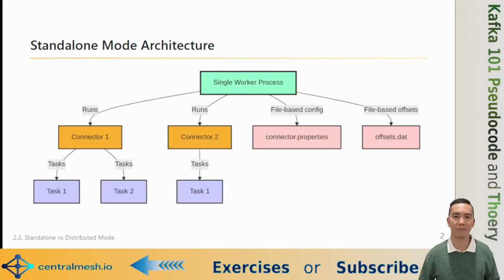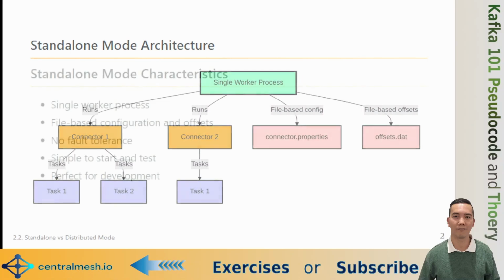In standalone mode, everything runs inside a single worker process. Think of it as one machine doing all the work. That worker runs the connectors, and those connectors internally create and manage tasks. There are no clusters here, just one self-contained runtime. Configuration is loaded from local property files, and offsets are also stored locally on disk, so the worker is fully responsible for both execution and state management.